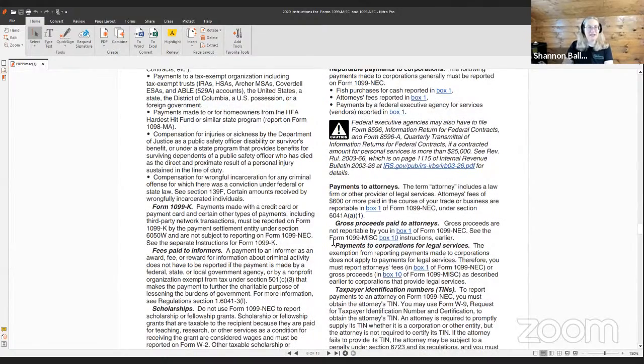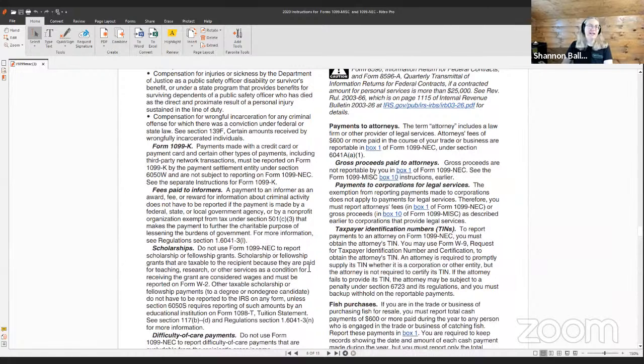Compensation for injuries or sickness by the Department of Justice as a public safety officer, disability or survivor's benefit, or under a state program that provides benefits for surviving dependents of a public safety officer who has died as a direct and proximate result of personal injuries sustained in the line of duty. Compensation for wrongfully incarcerated individuals for any criminal offense for which there was a conviction under federal or state law. See Section 139F, certain amounts received by wrongfully incarcerated individuals.